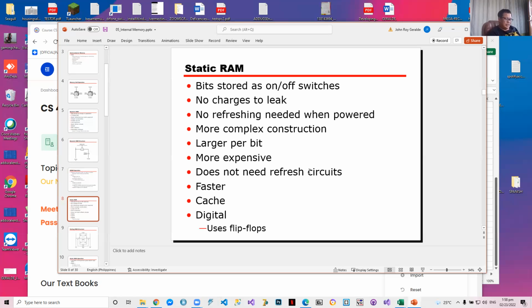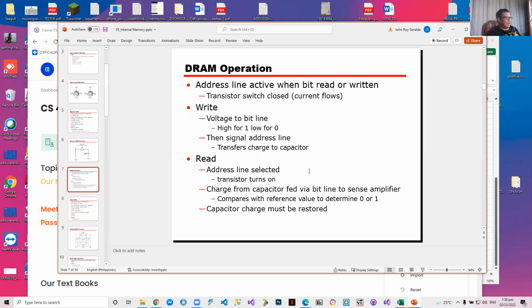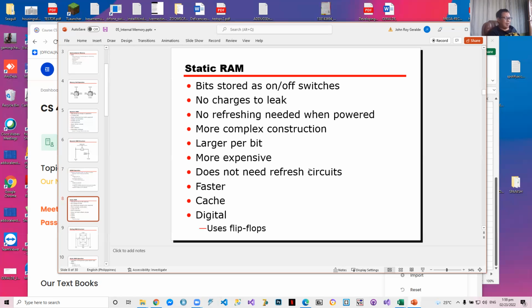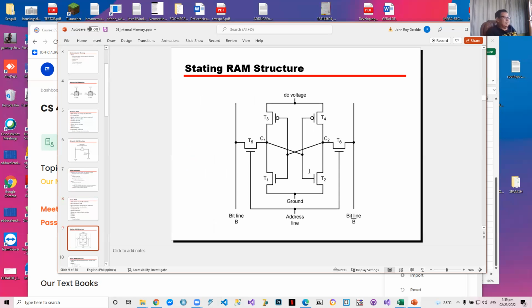No, it's digital kasi flip-flop. Now, the DDR is used for main memory. Do you follow? And the static RAM is used for cache. It is not used for main memory because it's larger and more expensive, although it's very much faster. Okay, so ito yun.